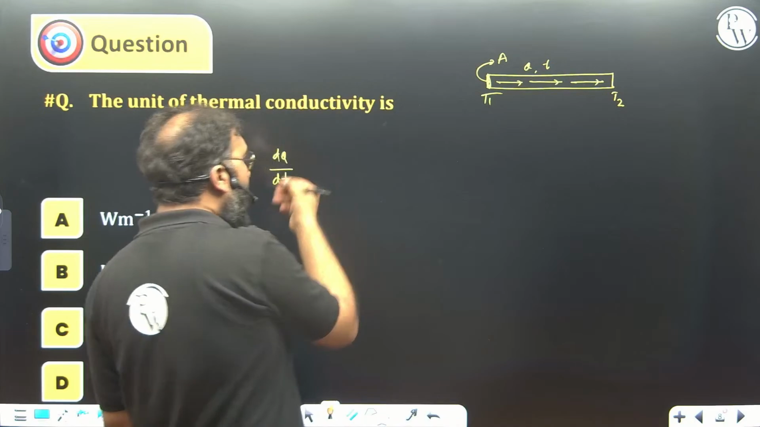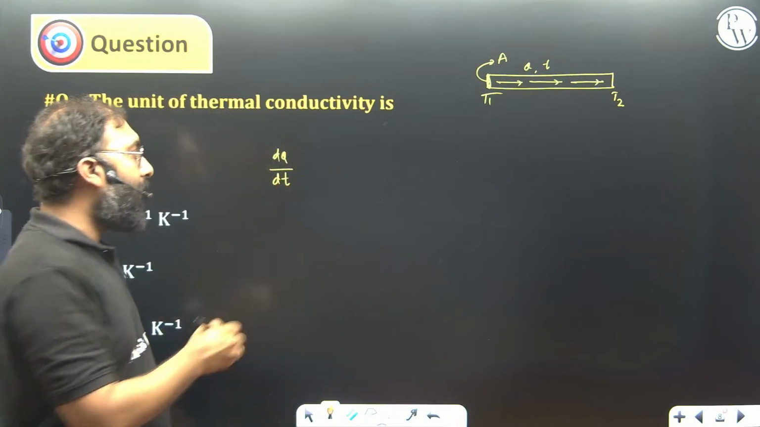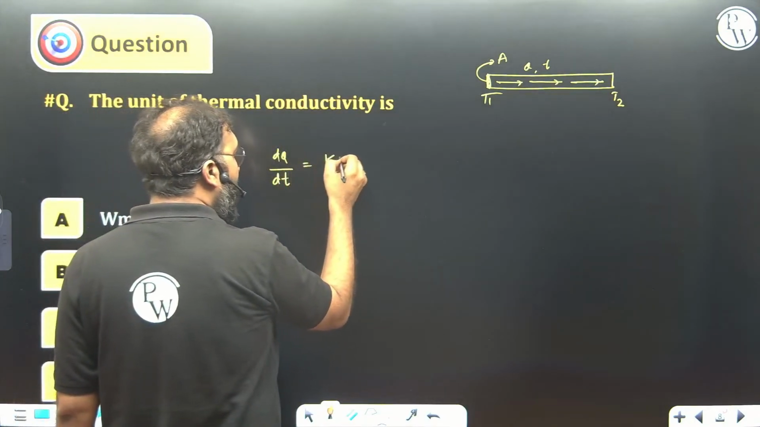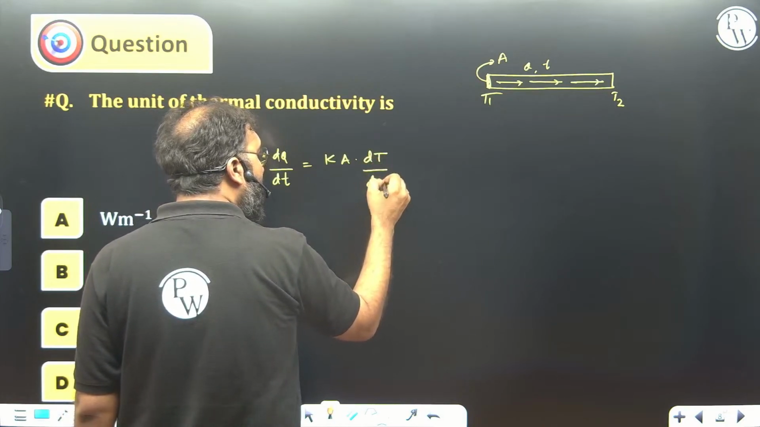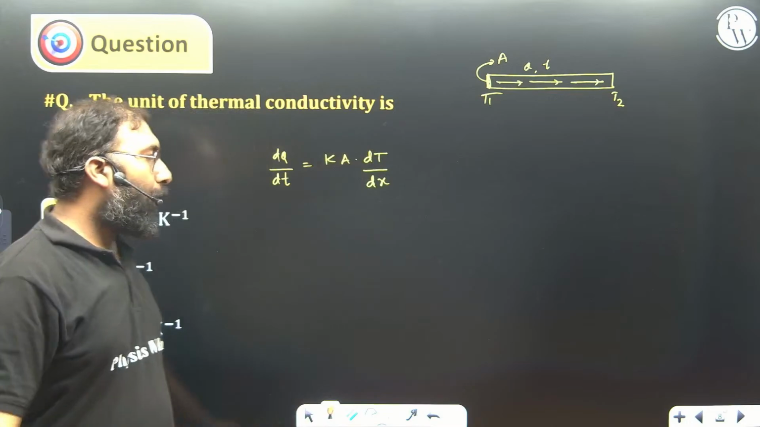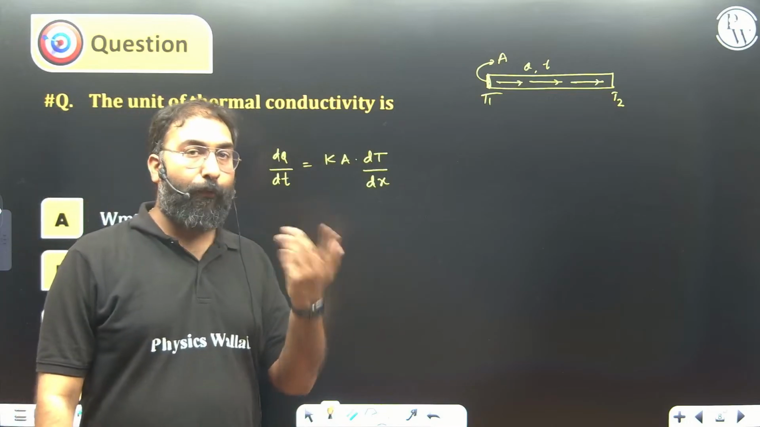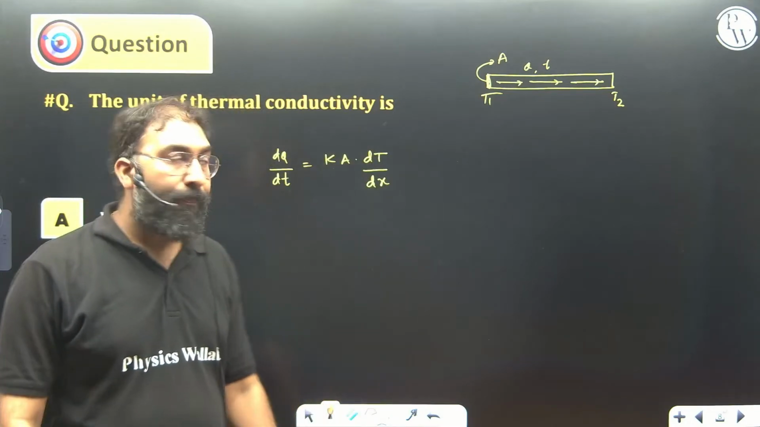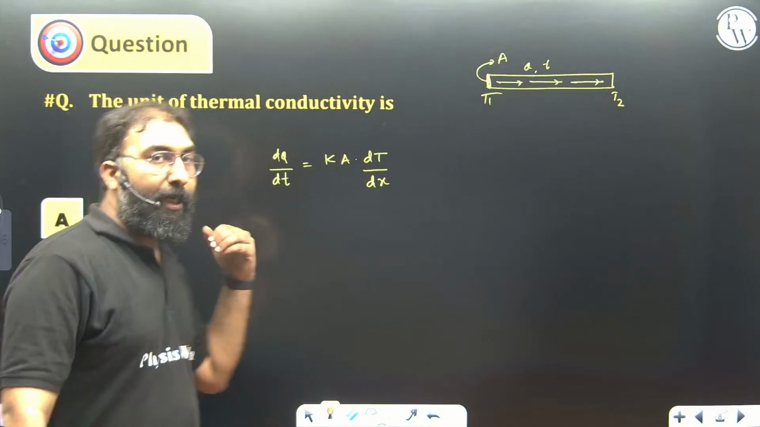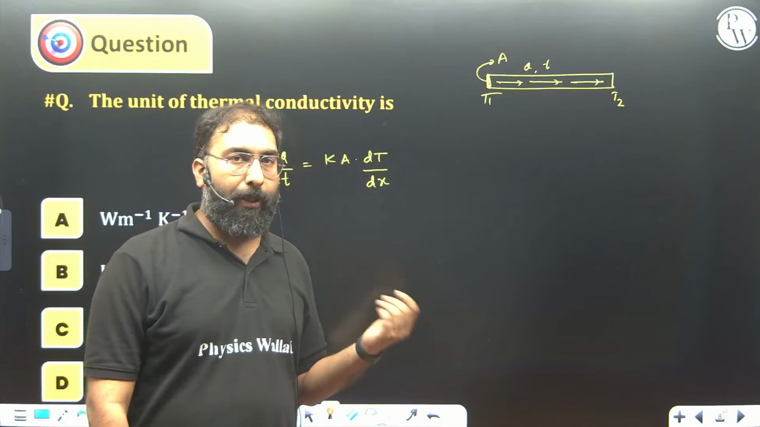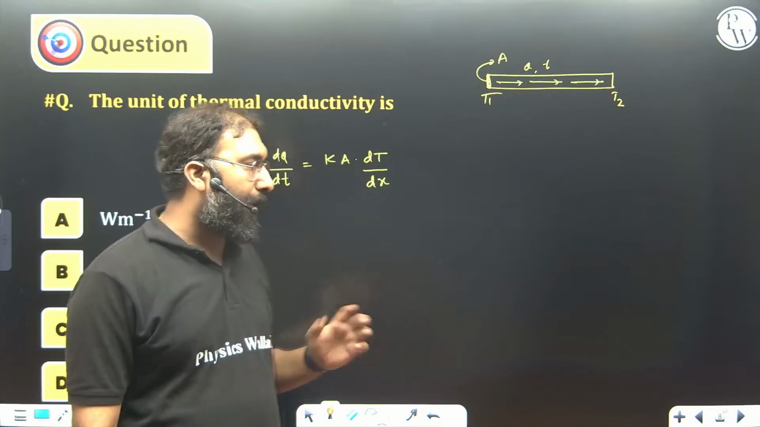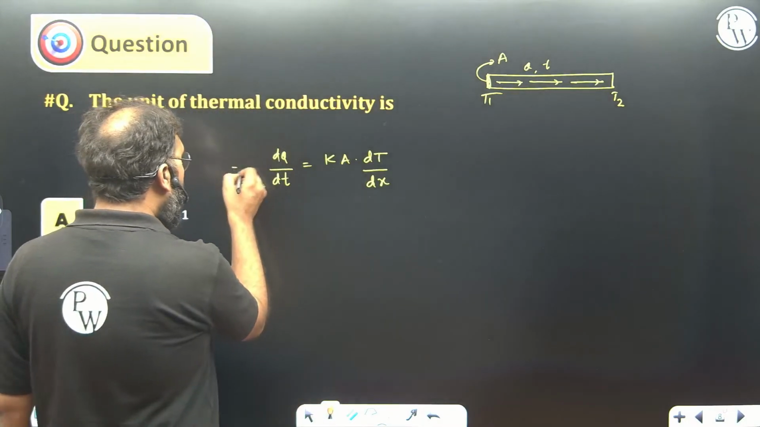So the rate of heat transfer is what? dQ by dt, and that comes out to be K into A into dT by dx. So if you remember this formula, it's fine. Otherwise, you have to remember it. It's a very important formula. This is from heat transfer. The conduction topic is there, so from conduction you can expect a question in the NEET exam. You have to remember this formula.